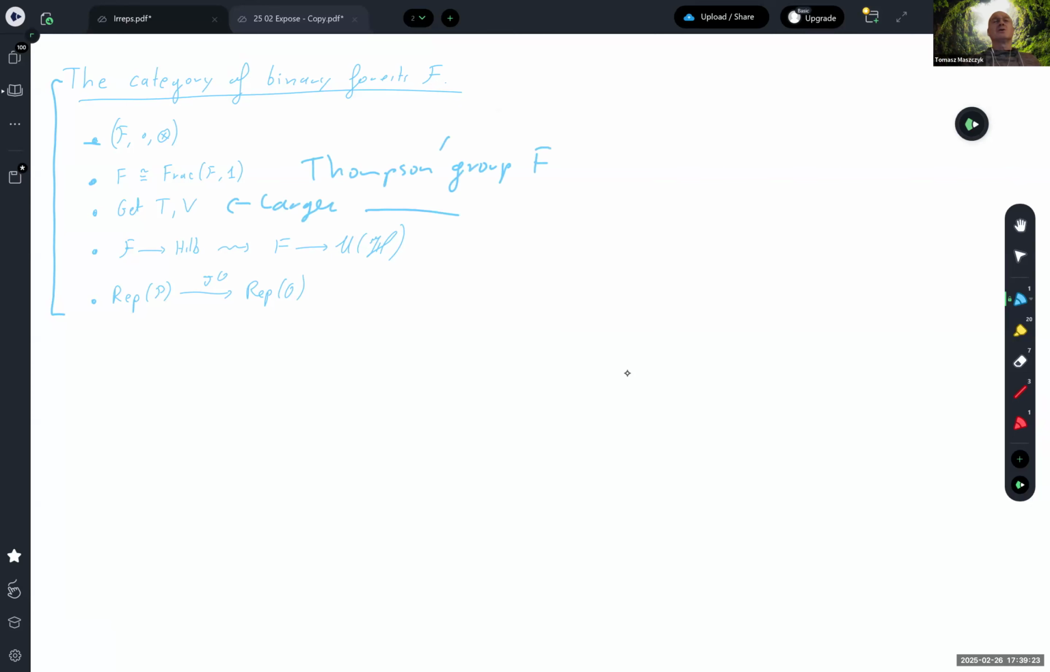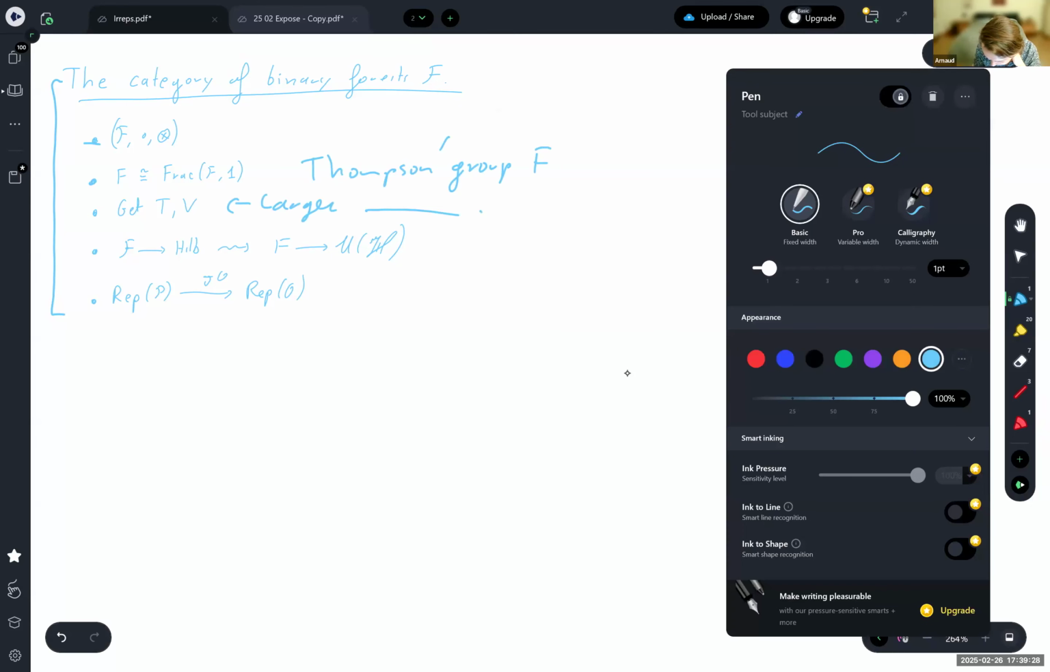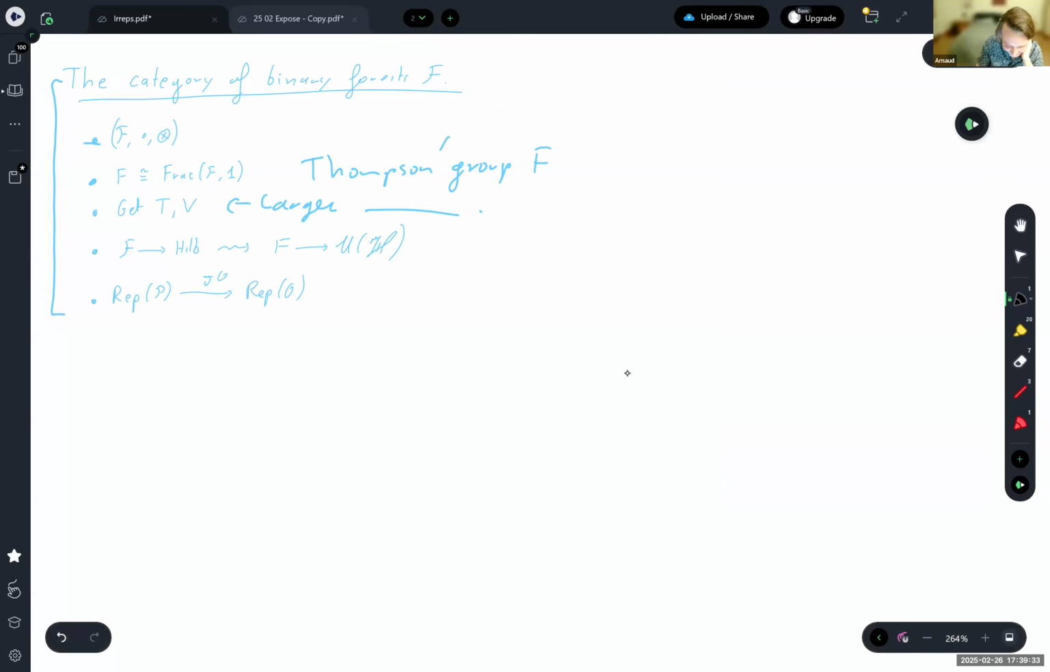Sorry, could you change the color? Oh yeah, let's see. Maybe I put in black so it's something darker. Okay, yeah, I'll put black.